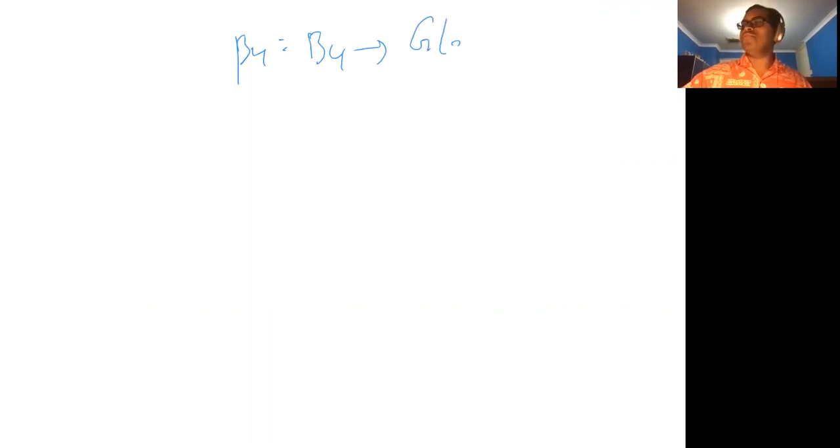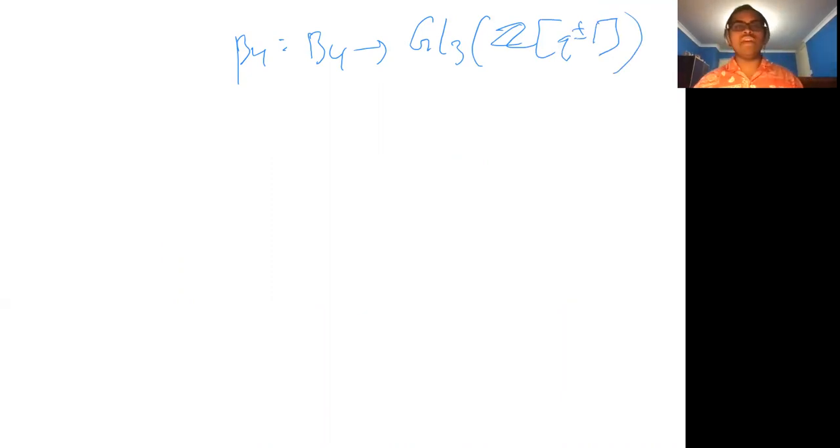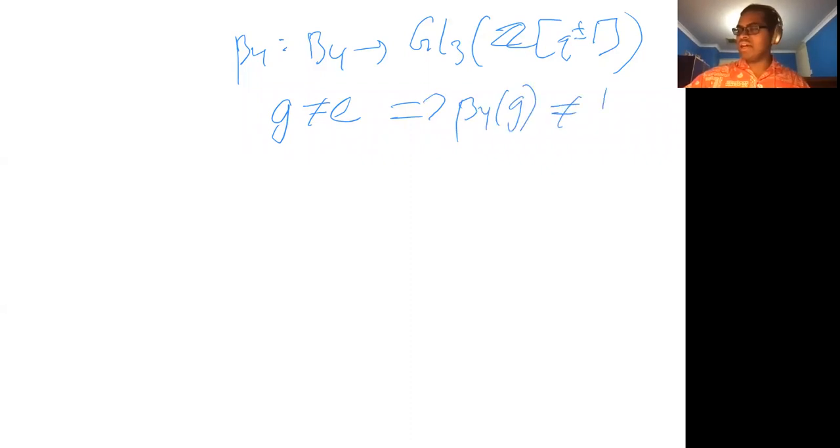All right, so let's talk about the faithfulness problem. So this is a general principle. How do we study the faithfulness of any representation of any group? What do we do? Let's dumb it down. We want to show that if you have a non-identity element G in B4, the Burau matrix of G is not the identity. That's it. That's what faithfulness is.